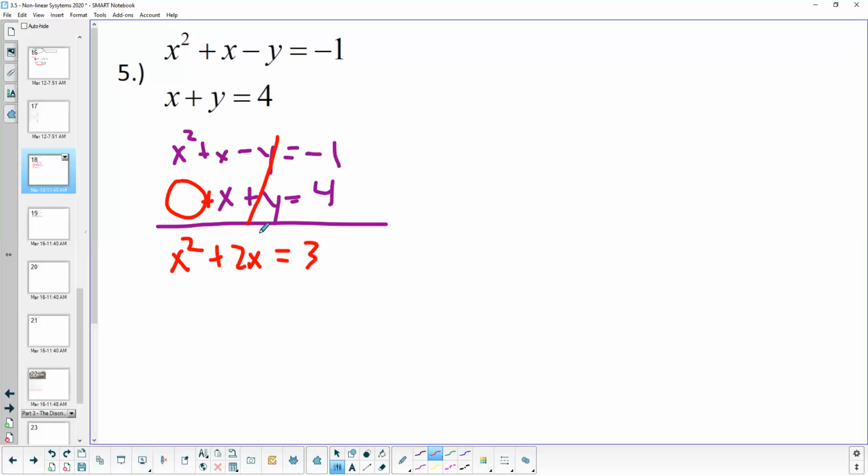And so by eliminating the y's, we now have ourselves a quadratic equation that we have to solve. And like any quadratic equation that we've done over the last couple of weeks, you cannot solve unless it is set equal to 0. So since this is a positive 3, I'm going to go ahead and subtract 3 from both sides. And that gives me this particular equation.